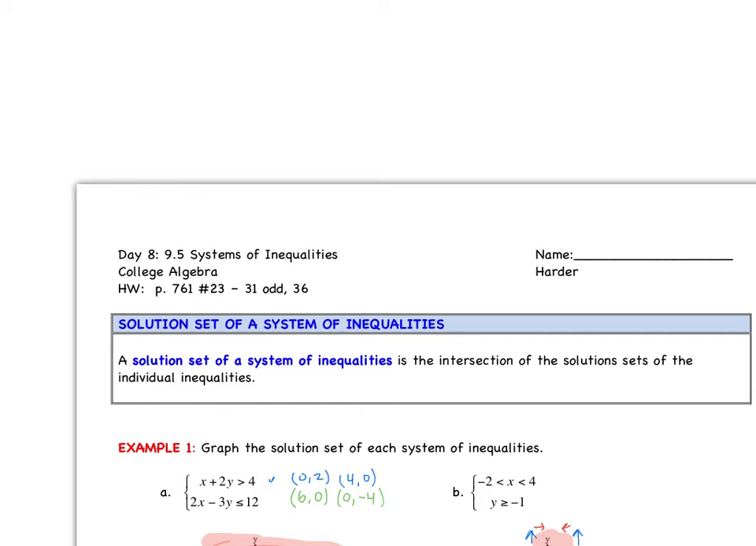So what is a solution set? It's the intersection of the solution sets of the individual inequalities. So basically we're looking for where the overlap between the multiple inequalities is going to occur.